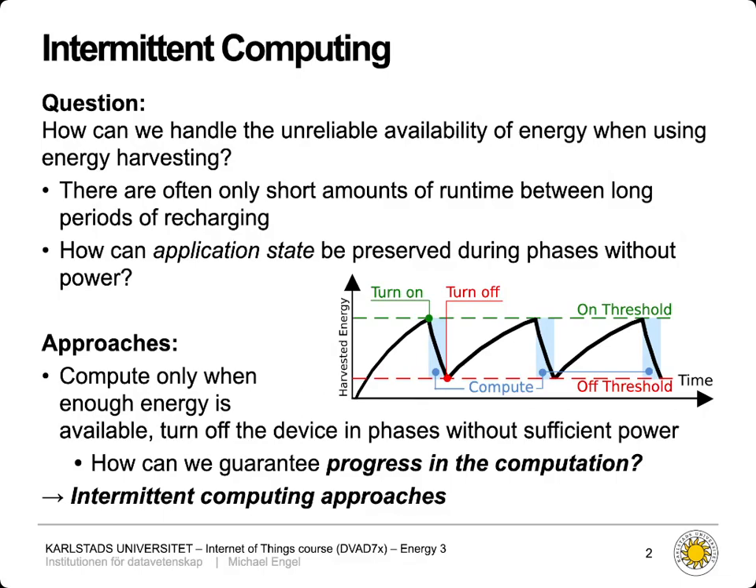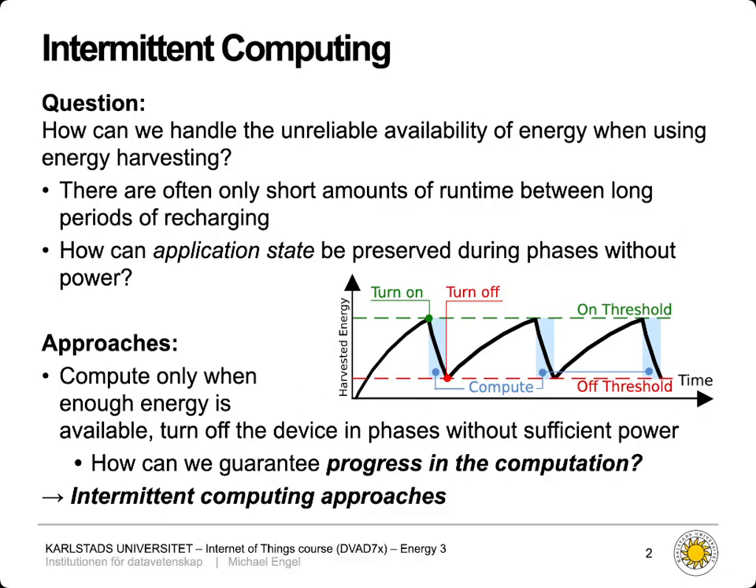So what we want is to split the execution of our program over these phases in which energy is available. In order to do this, we need to save certain state of the application between the compute phases, during the phases where no energy is available and our system is not running. And the question is, how can we achieve this? How can we support applications in doing this?